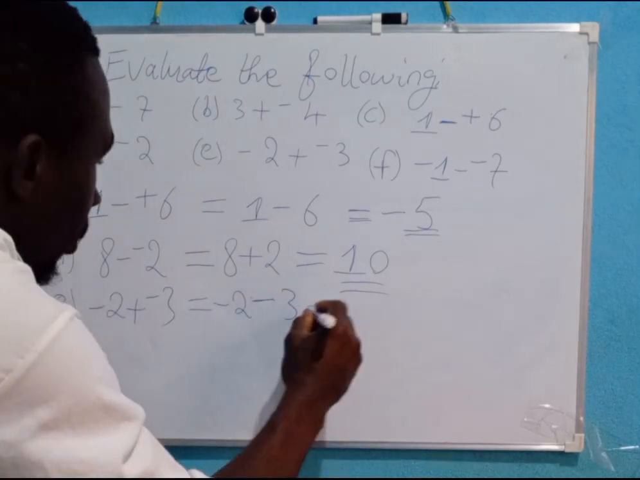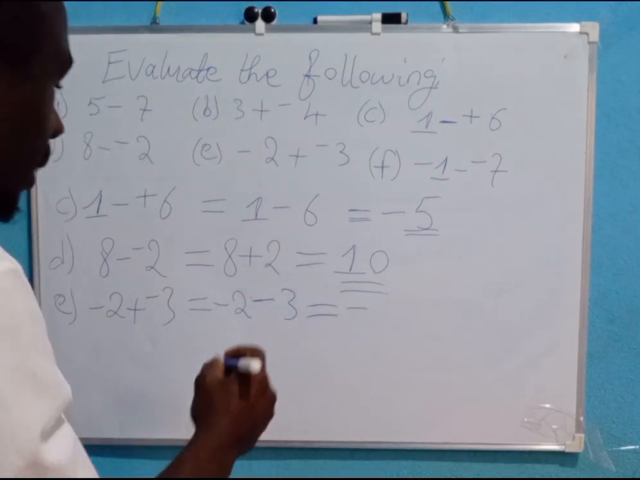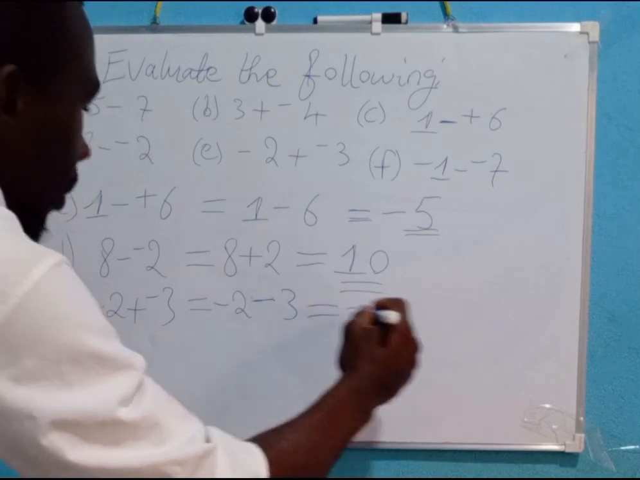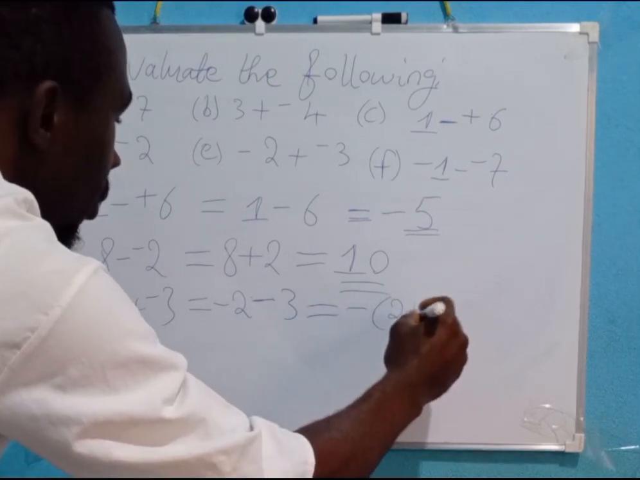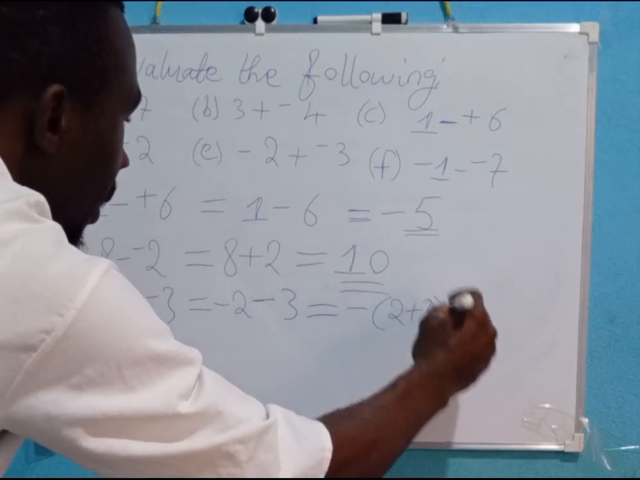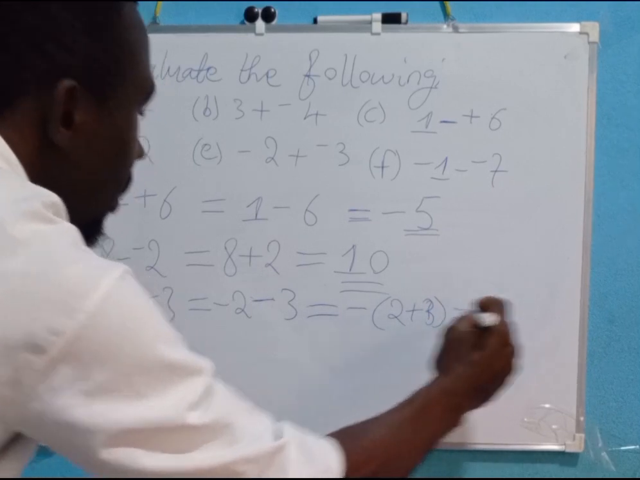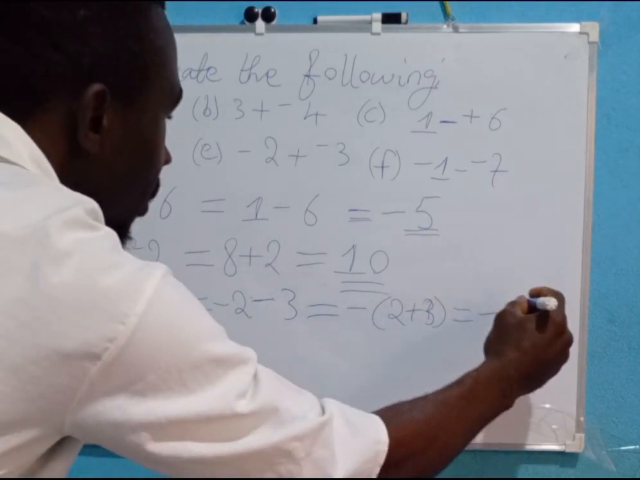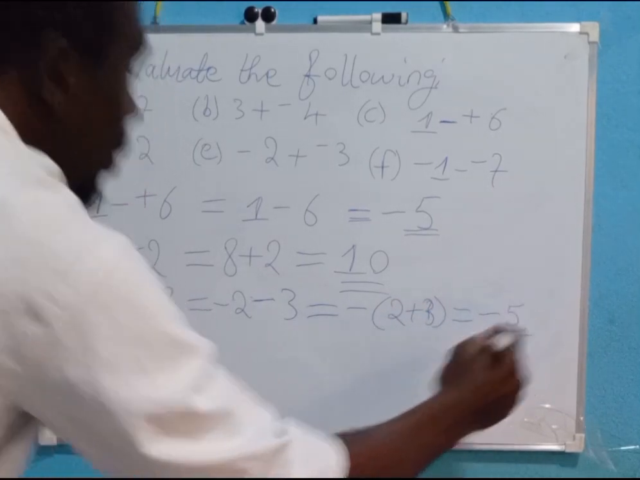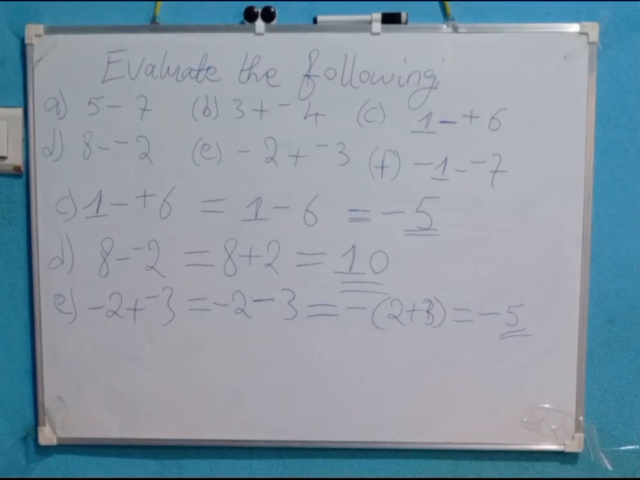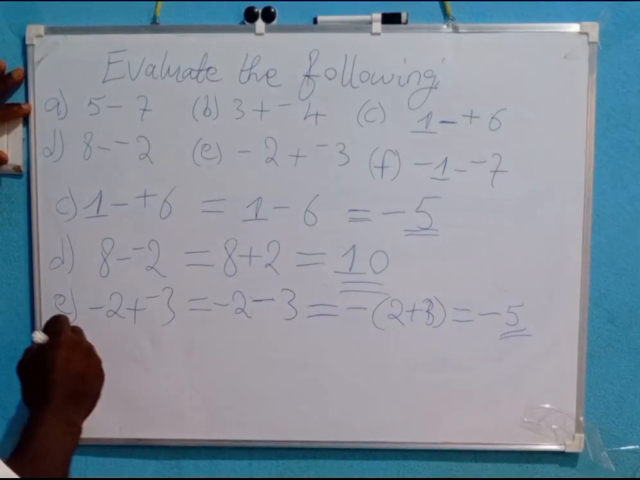So we put out the negative sign. Then we add the two numbers as if they are positive numbers. 2 plus 3 gives us 5. So the final answer will be negative 5. We go now to question F.